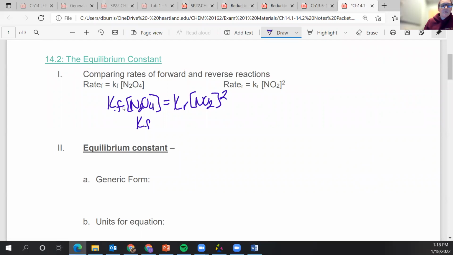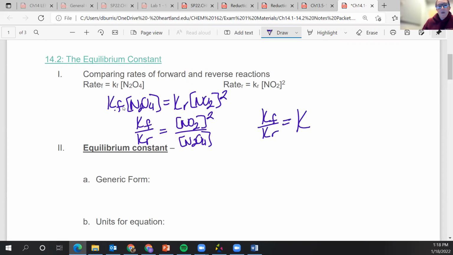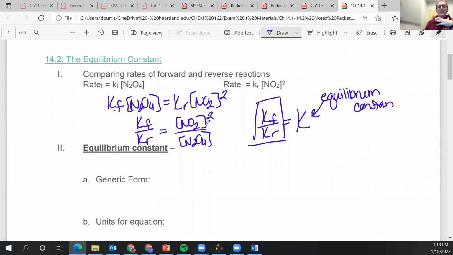Okay, so if I'm going to try to get a ratio of these, Kf to Kr equals the concentration of NO2 squared over N2O4. Okay, and what this is called when I am getting a ratio of the rates is big K, which is the equilibrium constant. Okay, and each reaction that is reversible has an equilibrium constant. So when they're at equilibrium, it's actually a comparison of the concentrations. Okay, so equilibrium constant, every reversible reaction has one.